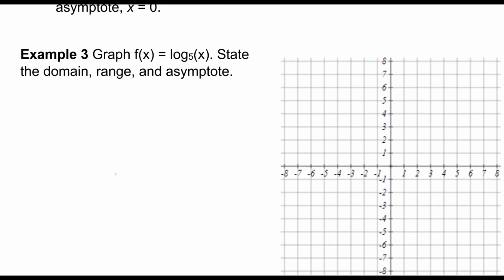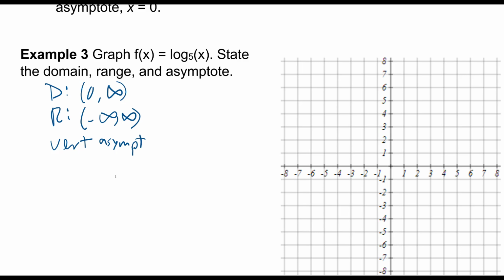So here we have f of x equals log base 5 of x. State the domain. They just told us what that would be. It's not shifted at all. Our domain is going to be 0 to infinity. Our range is going to be -infinity to infinity. And we'll have a vertical asymptote at x equals 0. So this would be an asymptote here.